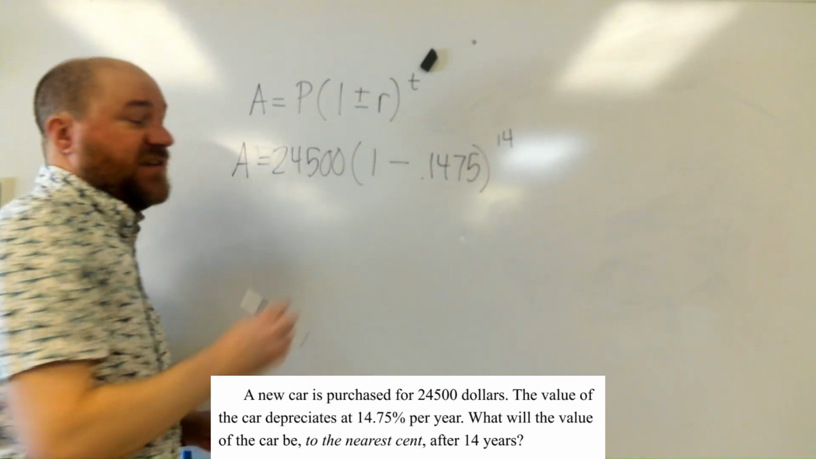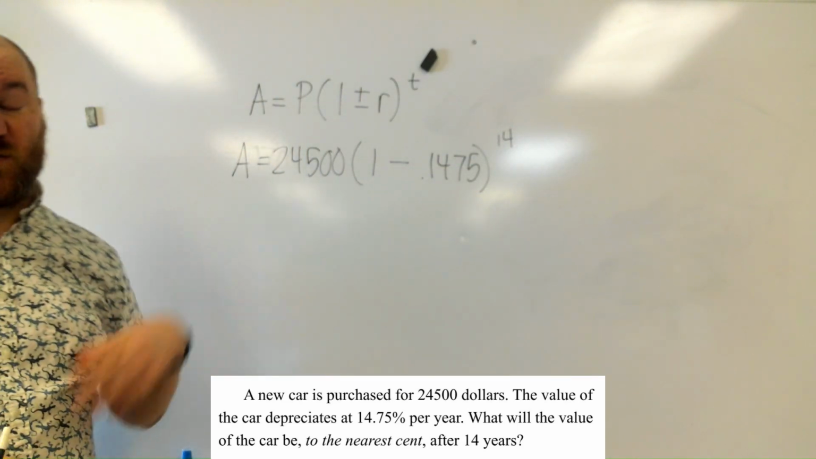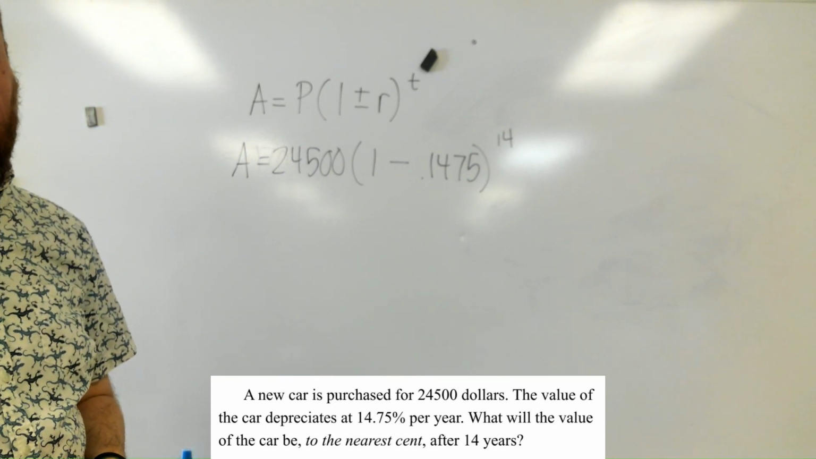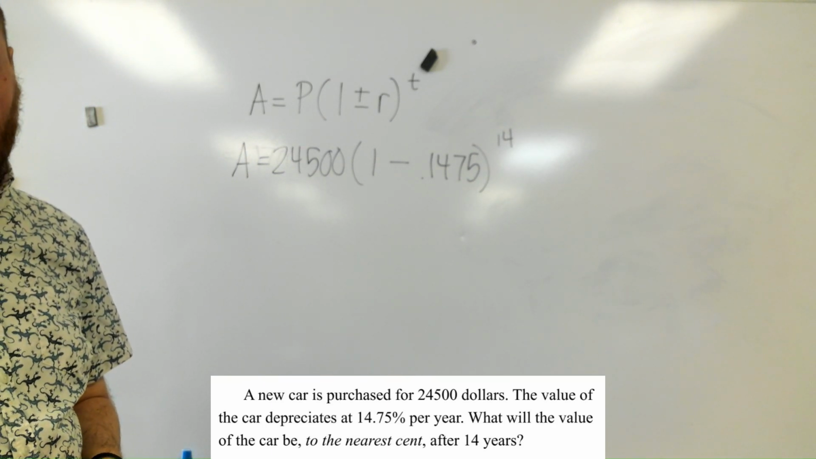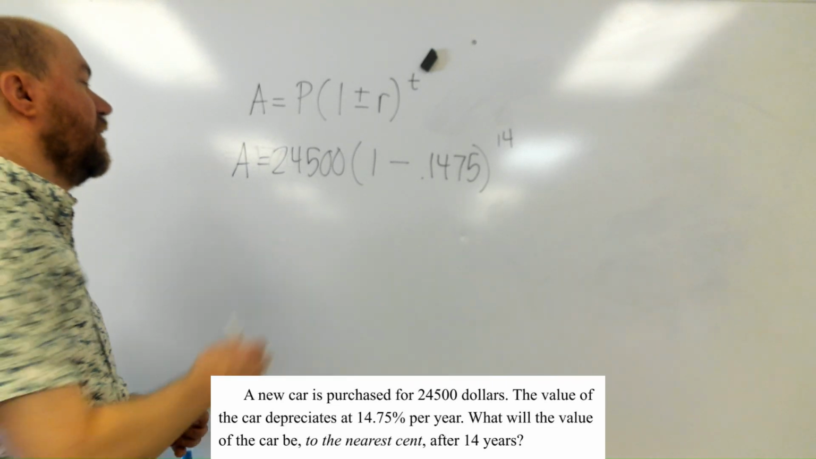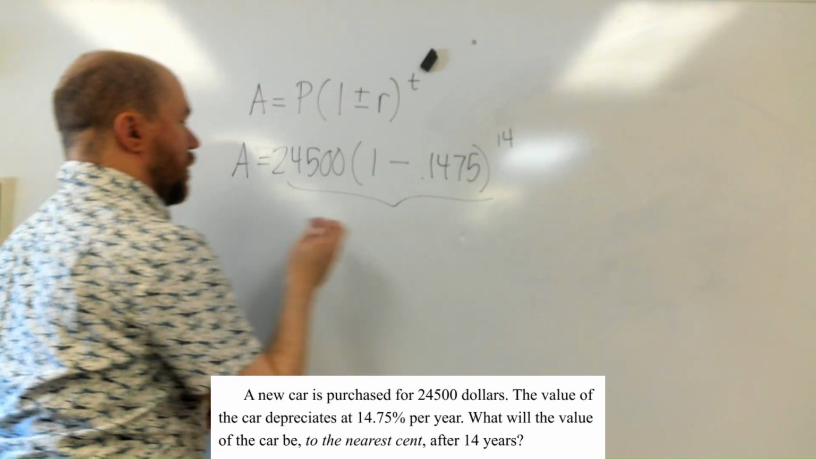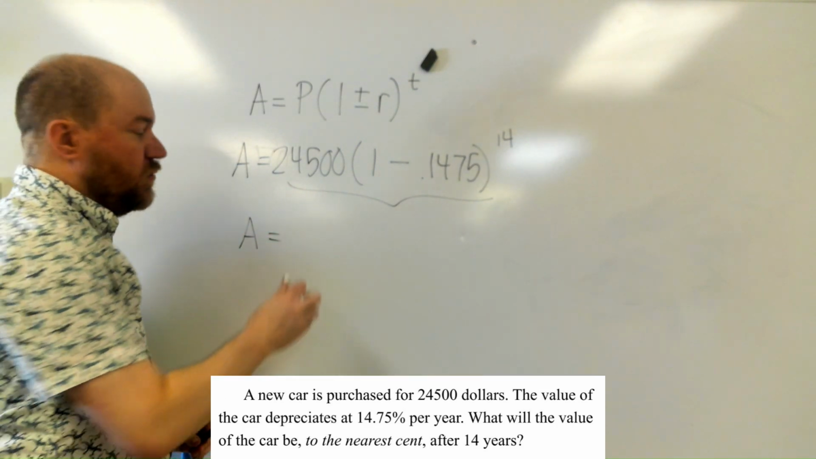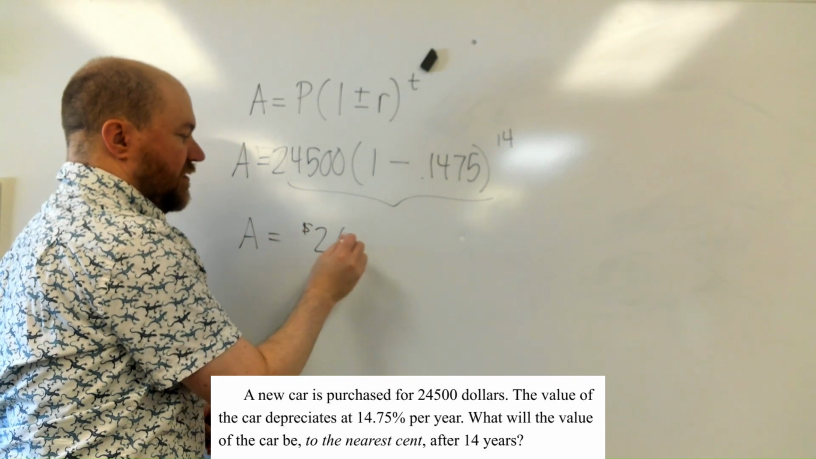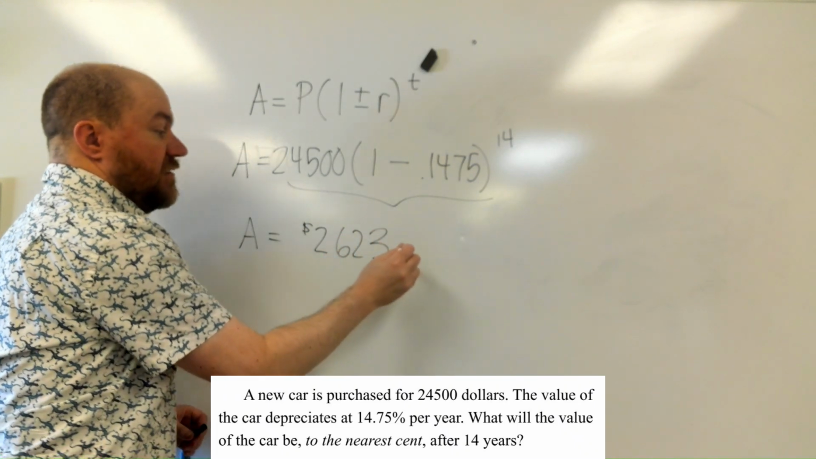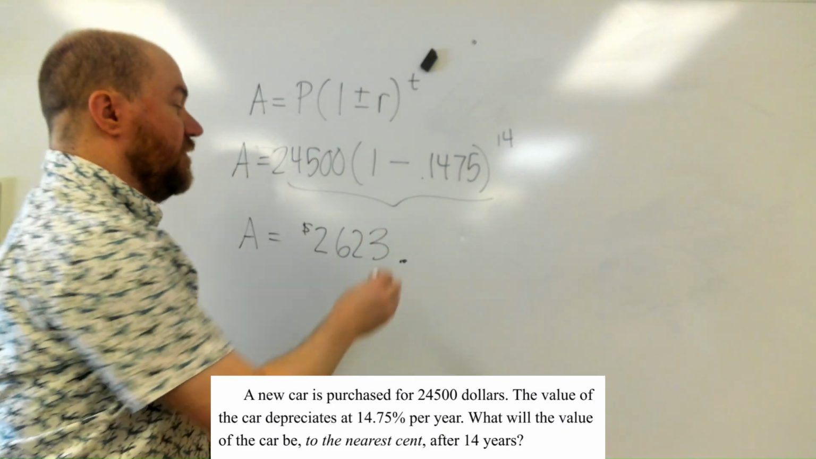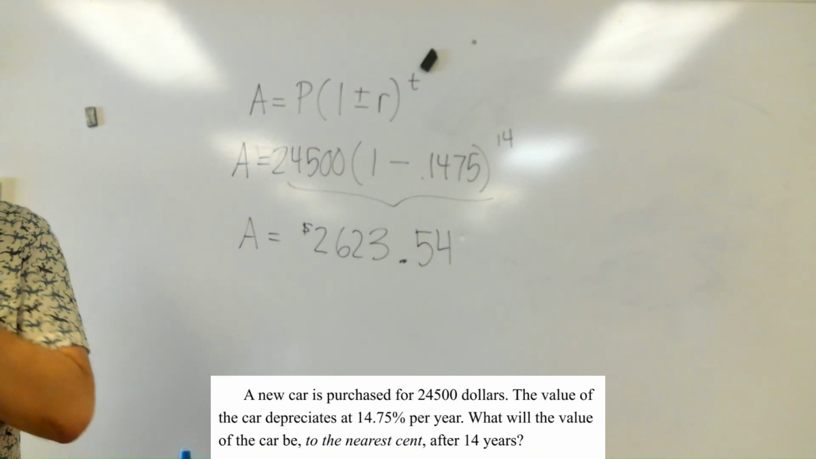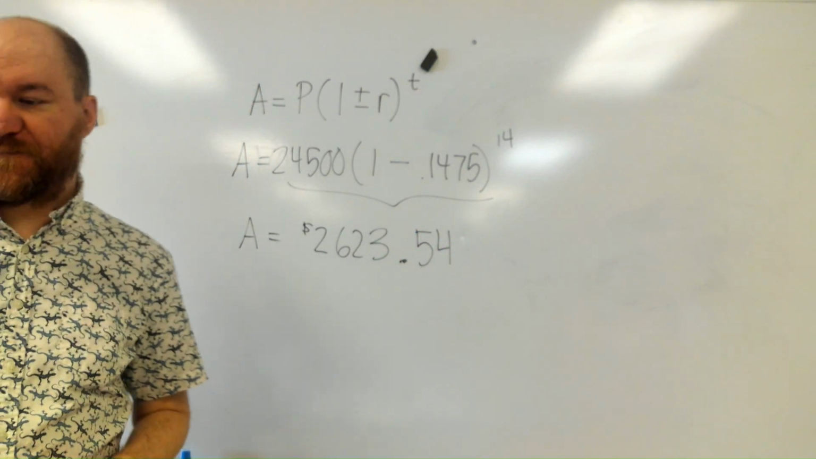So it's the same setup. We just have to decide because we're losing value, because we're decaying, that we want it to be a minus. So let's type all this on our calculator, all as one step. And we get an answer of $2,623, to the nearest cent would be 54 cents. So that's the answer for that question.